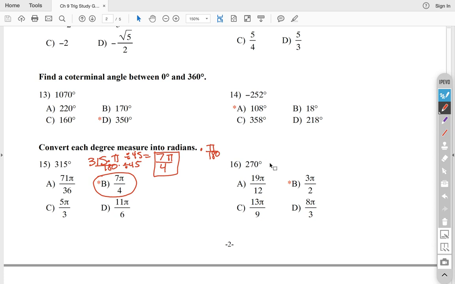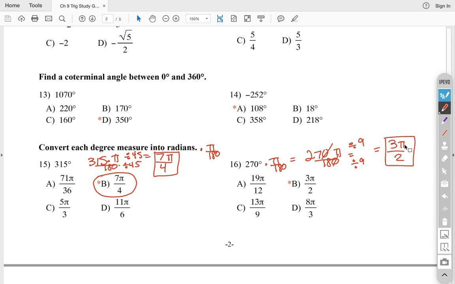All right, so on 270, you're also going to multiply that by pi over 180, and you get 270 pi over 180. If you don't know what's in common, well, the zeros are in common. Divide the top by 10, divide the bottom by 10. You get 27 pi over 18. Now you can divide the top by 9 or 3, but 9's bigger, so divide the top and bottom by 9. 27 pi divided by 9 is 3 pi, and 18 divided by 9 is just 2. So 3 pi over 2.